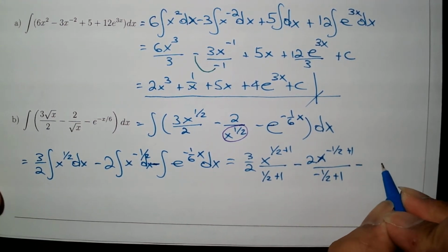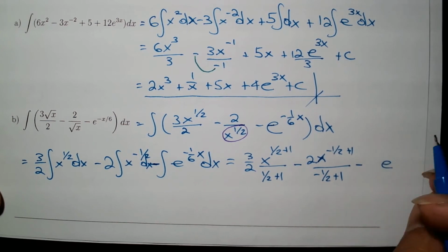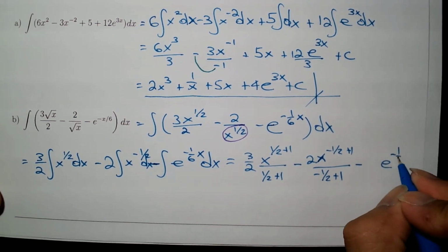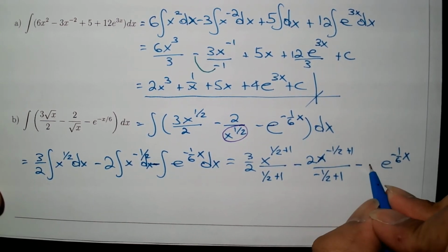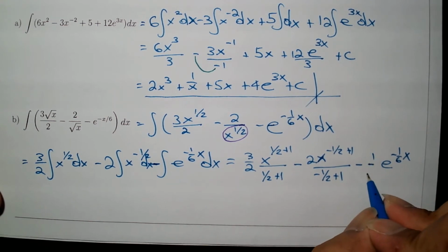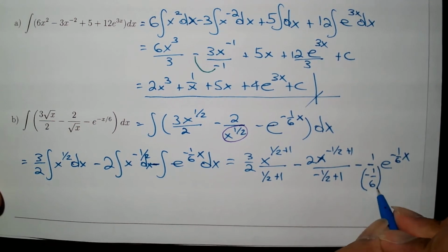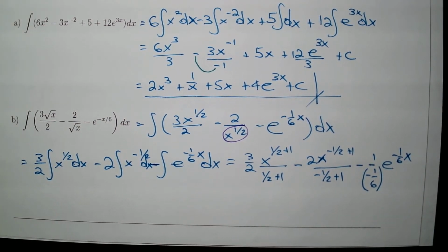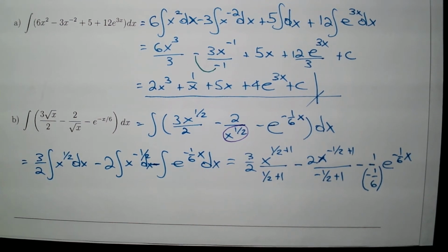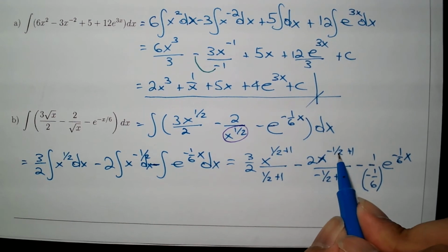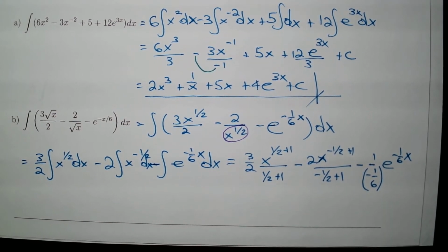minus, okay, I'm going to leave some space here, we get itself the exponential, but we divide by negative 1/6. And be careful here, I'm going to put parentheses here. This might be kind of tricky to read. So okay, let's clean this up. So 1/2 plus 1 is going to give us 3/2. Negative 1/2 plus 1 is going to give us 1/2.